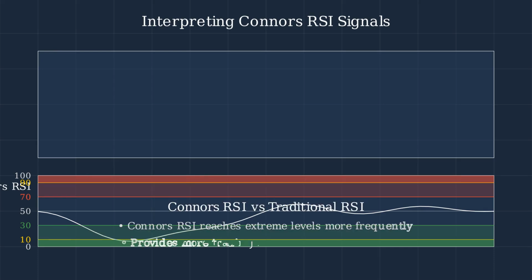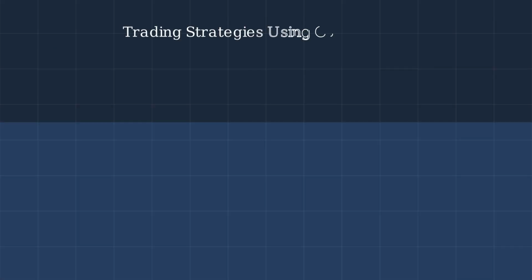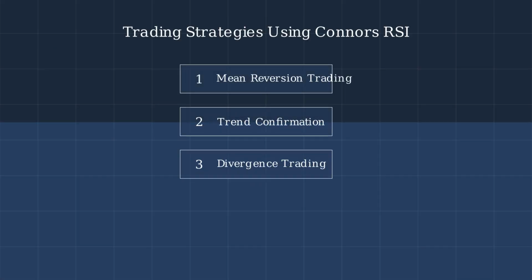Unlike the traditional RSI, the Connors RSI is designed to reach extreme levels more frequently, providing more trading signals. The Connors RSI's ability to reach extreme levels more frequently makes it a valuable tool for short-term traders seeking precise entry and exit points. Now we'll explore the 3 most effective trading strategies using Connors RSI.